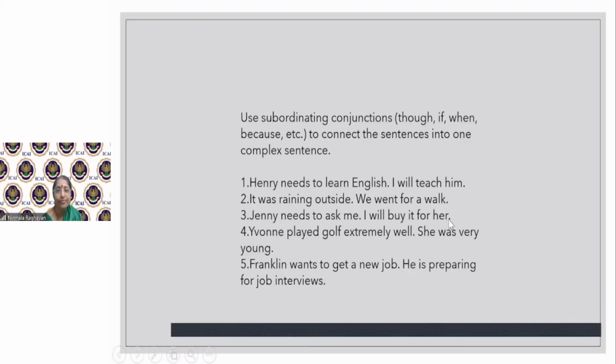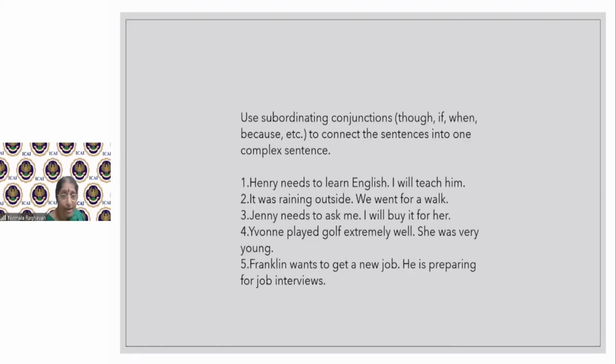I will buy it for her. Jenny needs to ask me, then I will buy it for her. Or if Jenny needs, no, you can't have if there. Jenny needs to ask me, therefore I will buy it for her. Yuan played golf extremely well. She was very young. Although she was very young, Yuan played well.